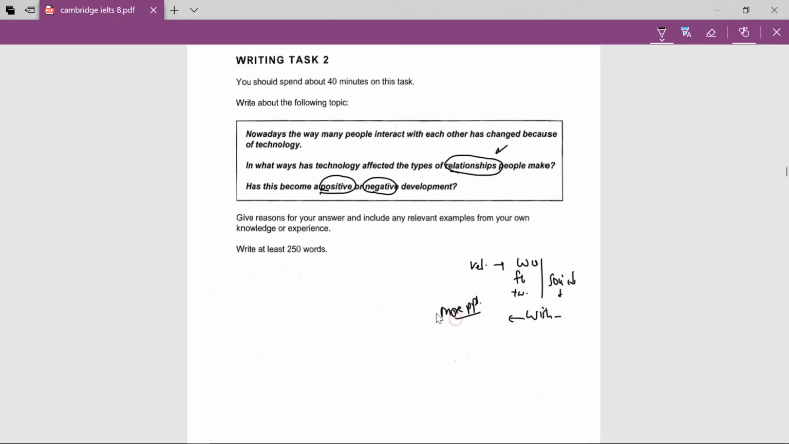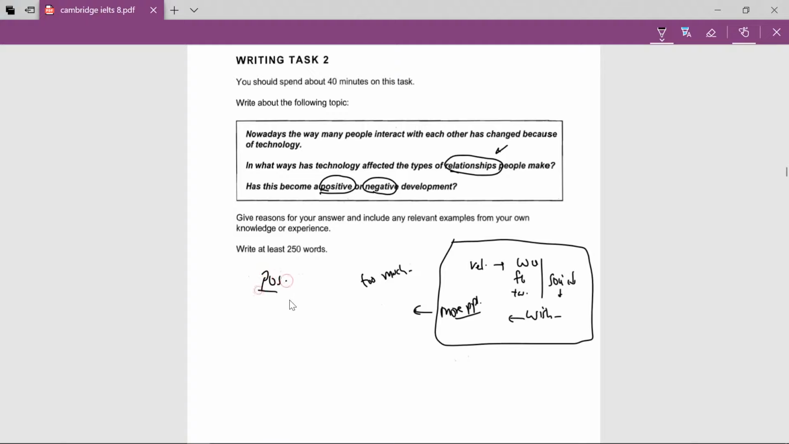But then there are some downsides to it also. People sometimes become too dependent on technology. But overall, I think technology is a boon. It has helped people to remain connected with each other. So I'll say that it is a positive development.